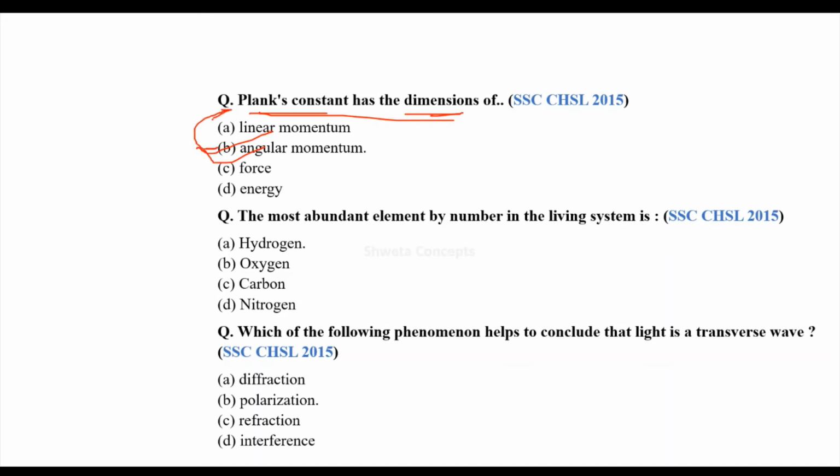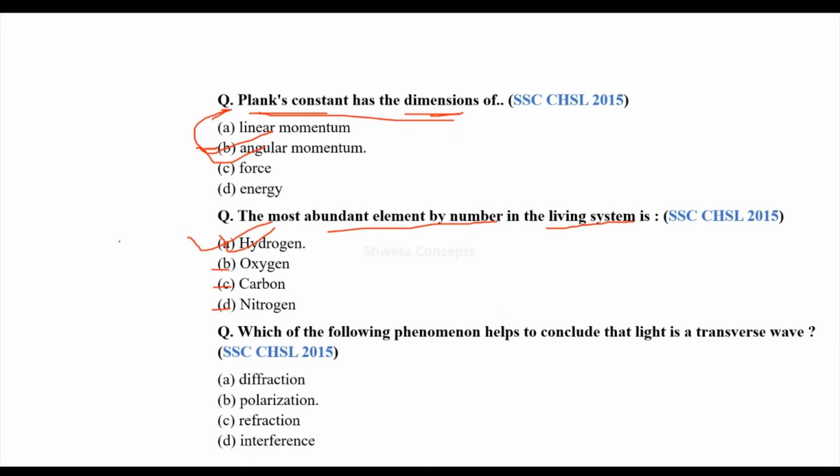Very important question. Now moving to the next, the most abundant element by number in the living system is A, hydrogen, B, oxygen, C, carbon or D, nitrogen. The correct answer is hydrogen. Hydrogen is the most abundant element by number in any living system.